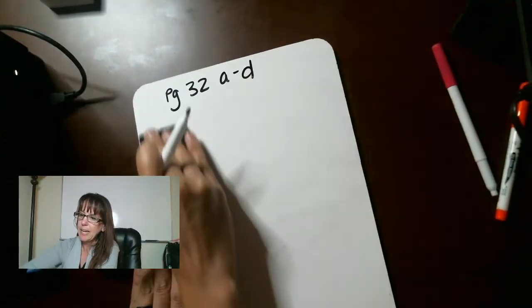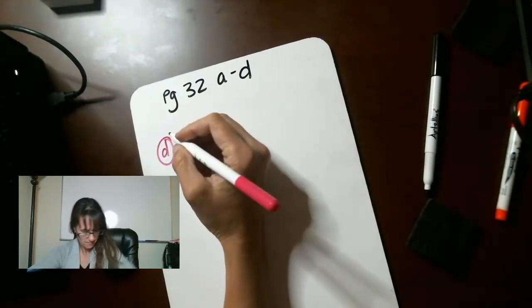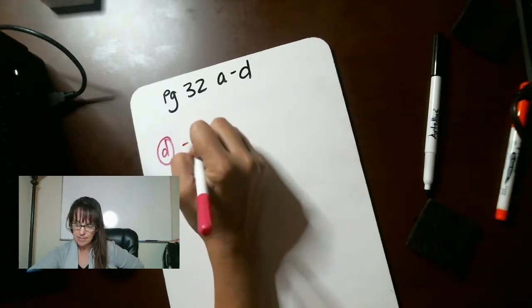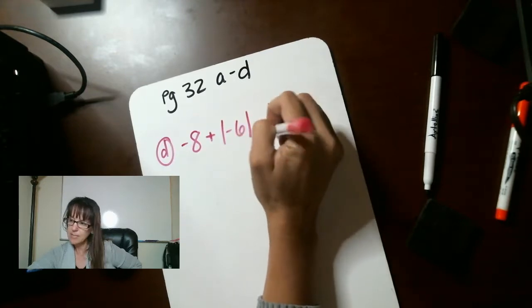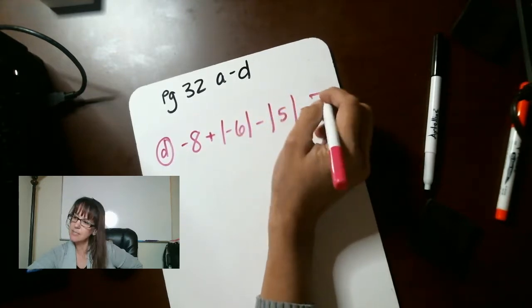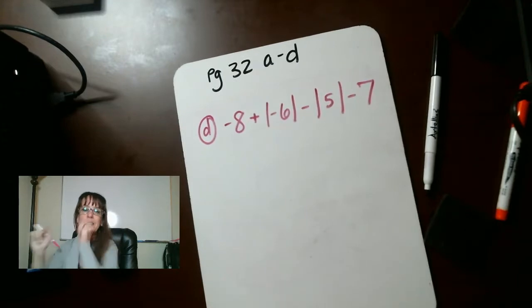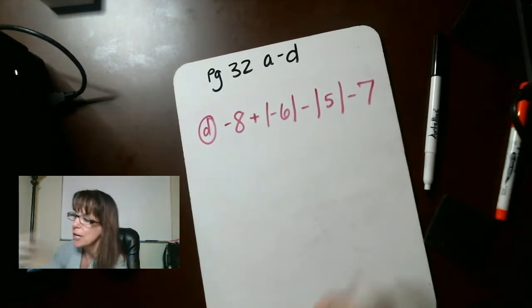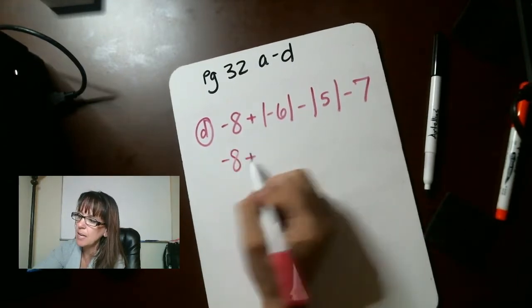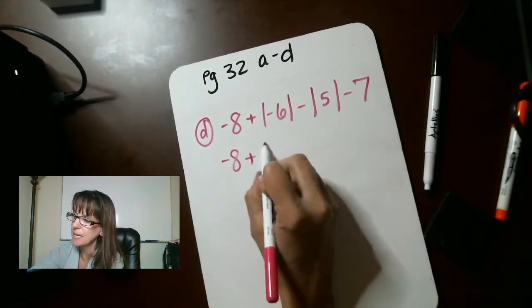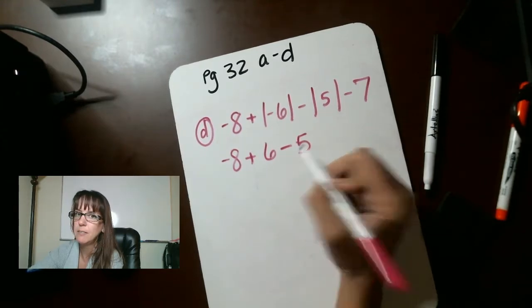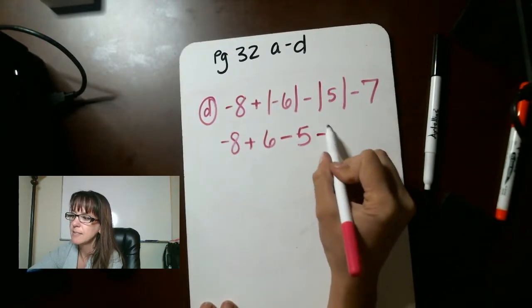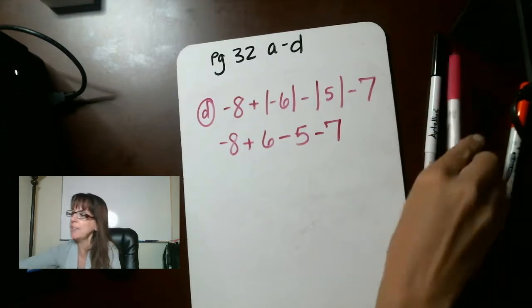Let's take a look at D. We have -8 plus absolute value of -6 minus absolute value of 5 minus 7. All right, we got to get rid of those absolute value signs before we can do anything else. So we're going to bring everything else down. -8 plus the absolute value of -6 is going to be 6 minus the absolute value of 5 is going to be 5 minus 7. Good. We are now in a position to add the opposite.